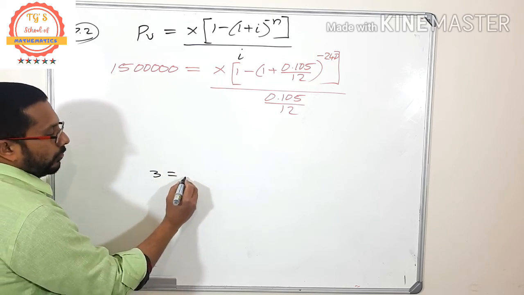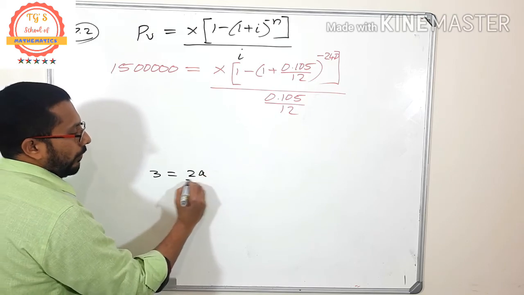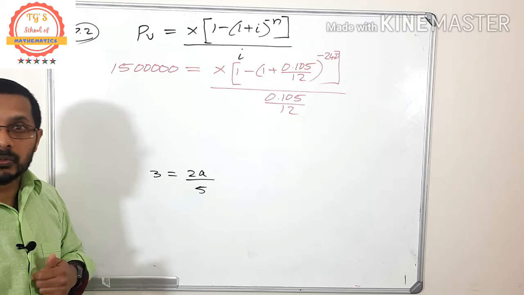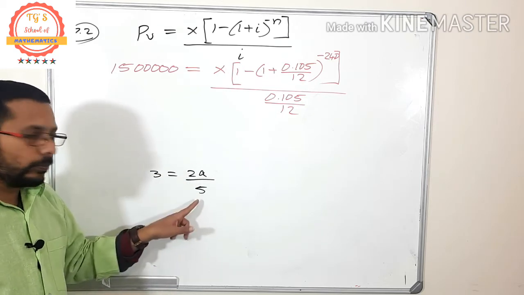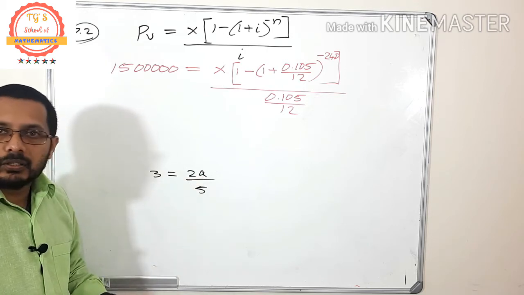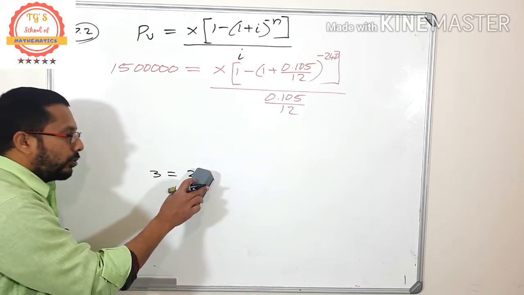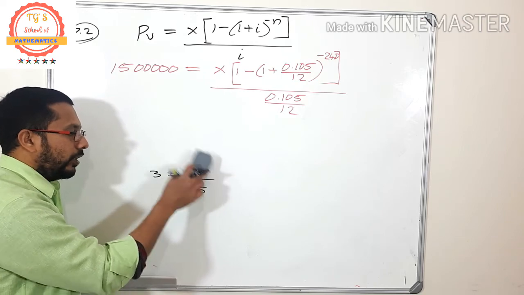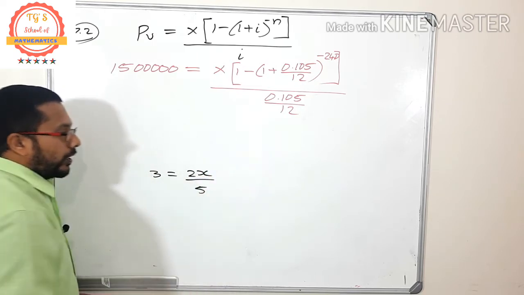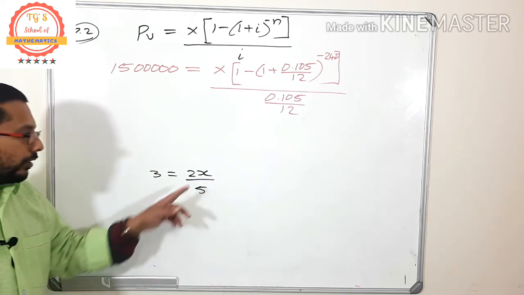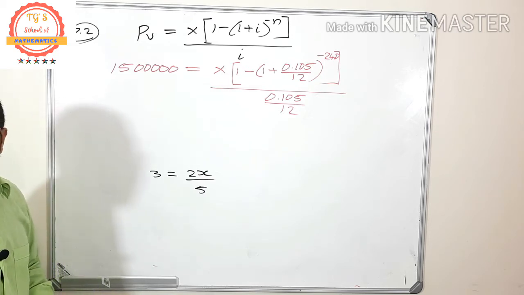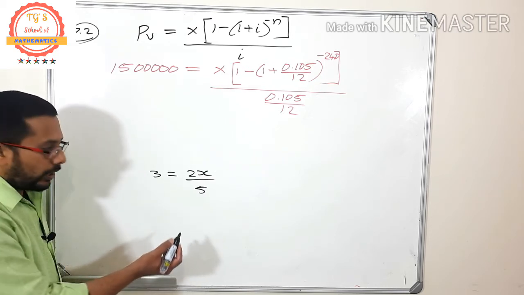3 is equal to 2a divided by 5. There is no connection between this one and the question. I am just giving an example. 3 is equal to 2a divided by 5. Let me write 2x instead, since you are used to x as a variable. It doesn't matter whether it is a or x or b. So 2x divided by 5, and I want to find the value of this x. How can I find it? You know, now you are in grade 12, you know these things, algebra from small classes.